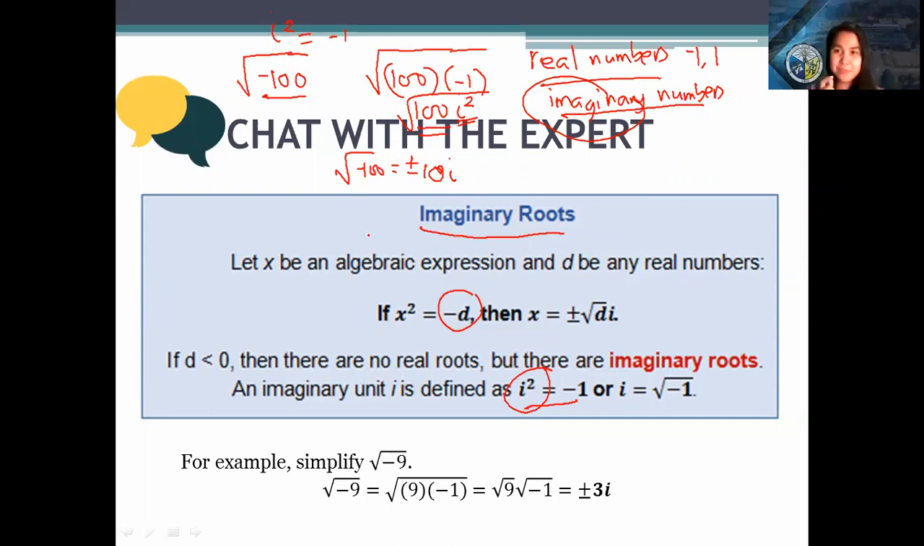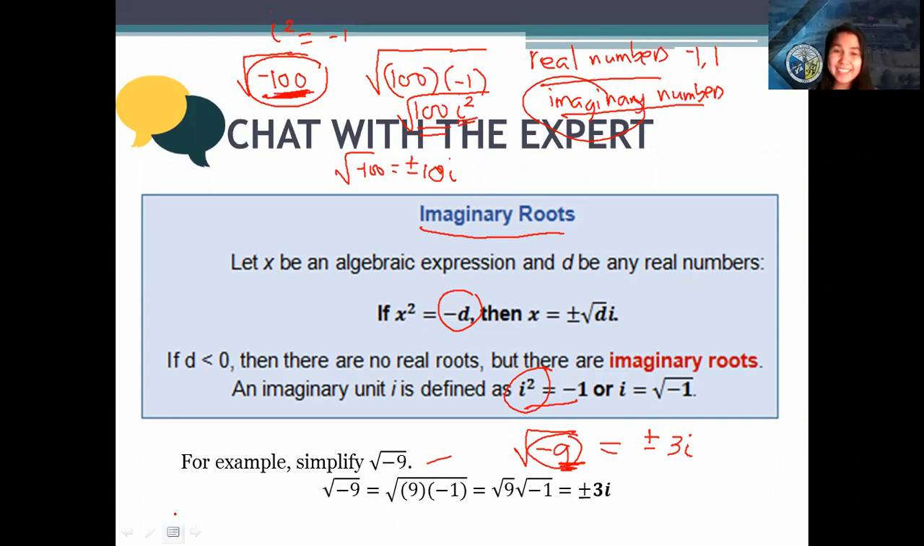Let me give you the simplest technique. If you're looking for the square root of a negative number, you find its principal square root, then add i. i means imaginary. So for example, the square root of negative 9. What's the square root of 9? Plus and minus 3. But this is a negative number, so it should have a surname, the i. So the answer is plus and minus 3i.